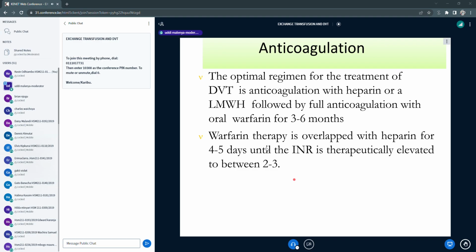Oh, sorry. Let's continue. So I give warfarin and heparin simultaneously, so the two of them overlap. The dose of heparin is 100 units per kg body weight, supposed to be given twice per day. The dose of warfarin is about 5 milligrams. So you need to do your INR.